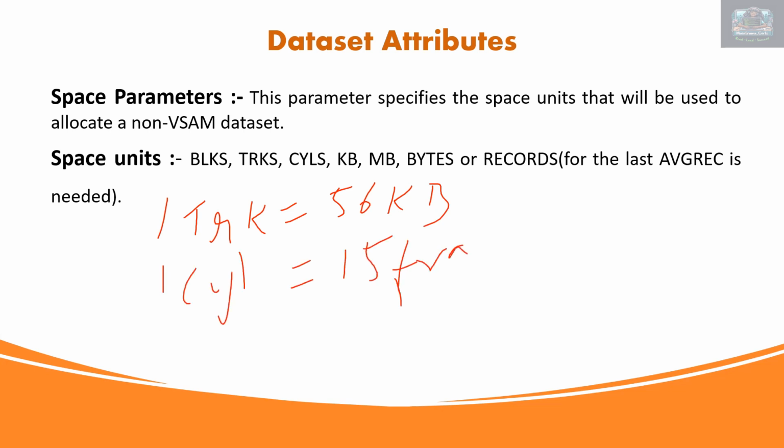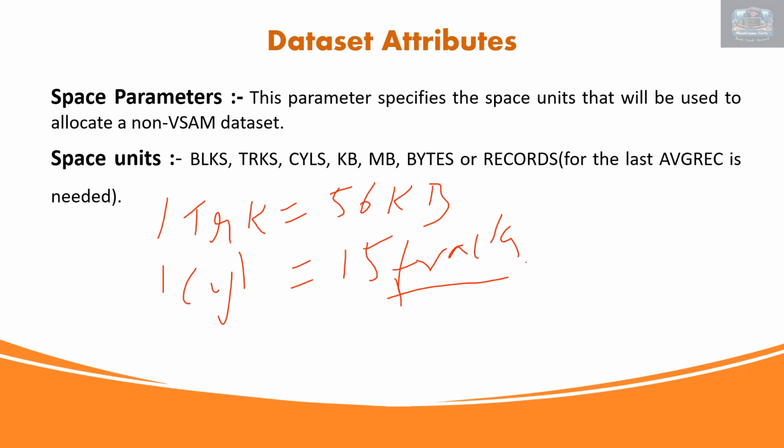So you specify which type you need. Something you need in grams, something in kilograms, something in milligrams, like when you buy something from a grocery store. In the same way, when you're allocating a data set with some space, you say I need it in tracks, I need it in cylinders. If there is a volume, if it's a tape volume or a DASD volume, the allocation in the volume starts like that. If you are asking for tracks, it will allocate track-wise.